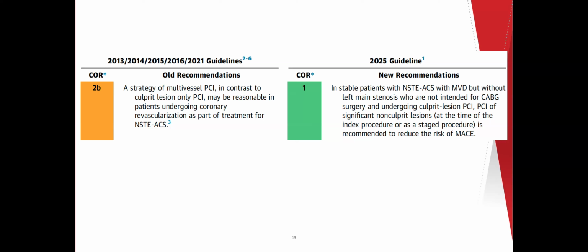The 2014 NSTEMI guidelines had previously said, a strategy of multivessel PCI, in contrast to culprit lesion only PCI, may be reasonable in patients undergoing coronary revascularization as part of treatment for NST elevation ACS, Class 2B, at the time. The 2025 guideline now says in stable patients with NST elevation ACS with multivessel disease, but without left main stenosis, who are not intended for CABG surgery and undergoing culprit lesion PCI, PCI of significant non-culprit lesions at the time of index procedure or as a staged procedure is recommended to reduce the risk of MACE. That's a class 1 recommendation.